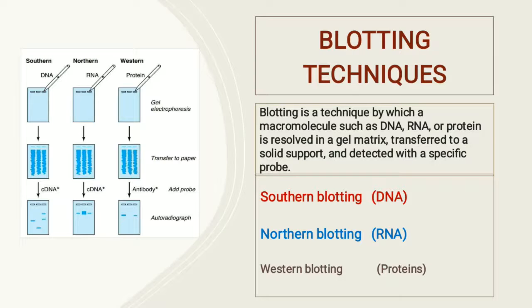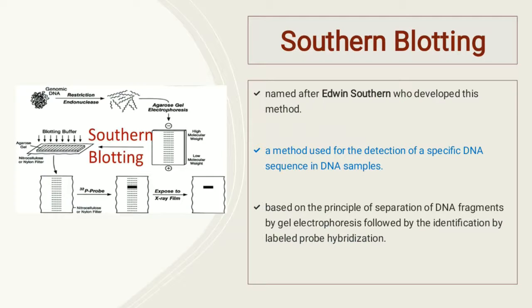So this was all about the general procedure that is followed in all of the blotting techniques. We are going to discuss each one in detail because there are a few modifications that are used in southern blotting, northern blotting, and western blotting. So next, moving towards southern blotting. Southern blotting is named after Edwin Southern, who developed this method, and it is basically used to detect your target DNA from a DNA sample.